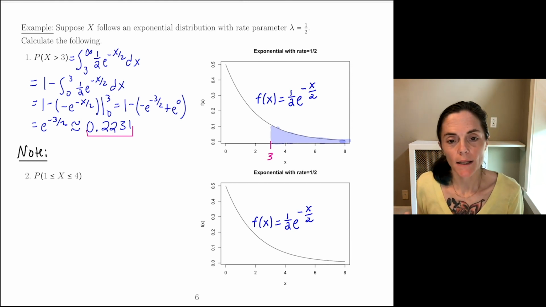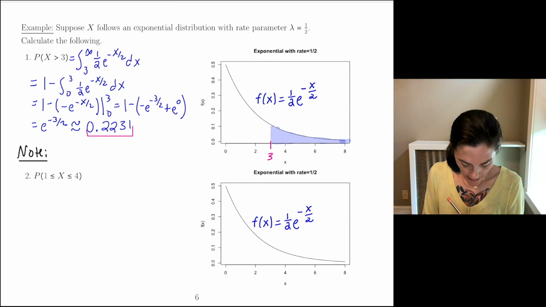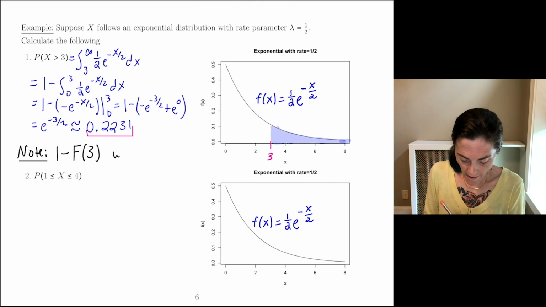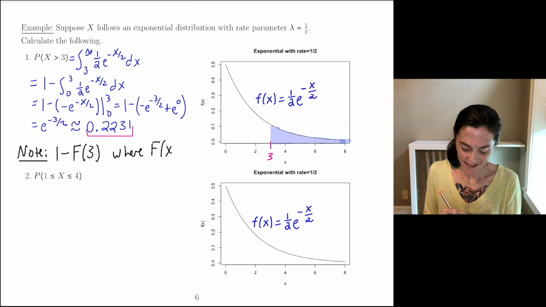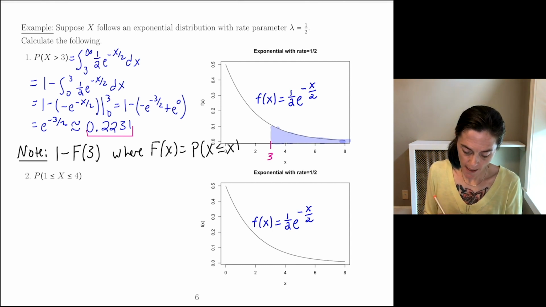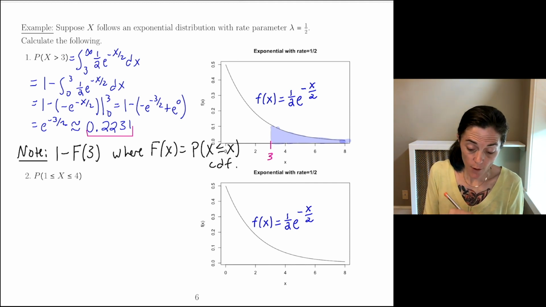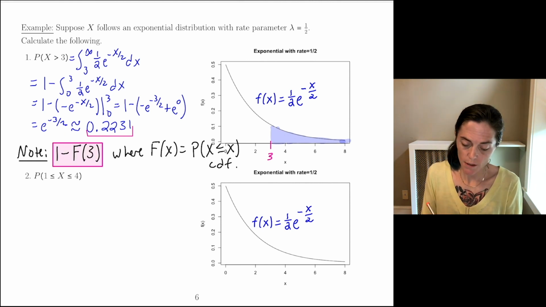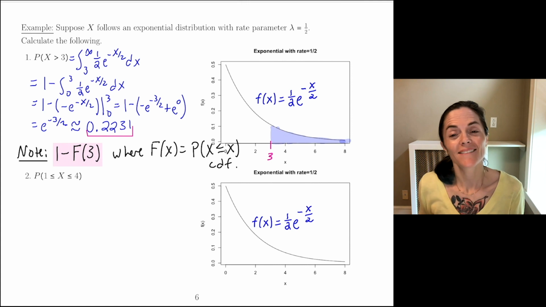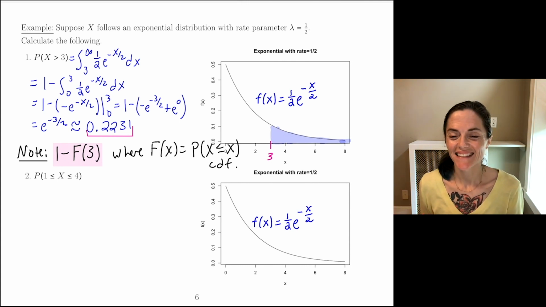How else could we calculate this? Well, we can calculate 1 minus capital F of 3, where this is our cumulative distribution function. So capital F of x is the probability that X is less than or equal to x. This gives us another way to calculate. And in particular, this is a very short line in R, which I will do in just a moment.